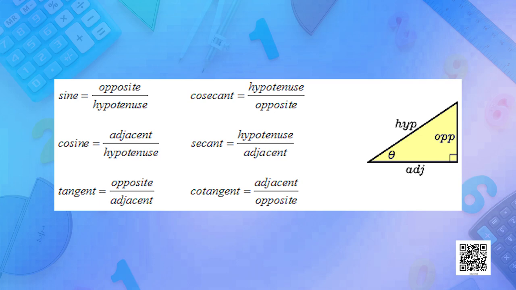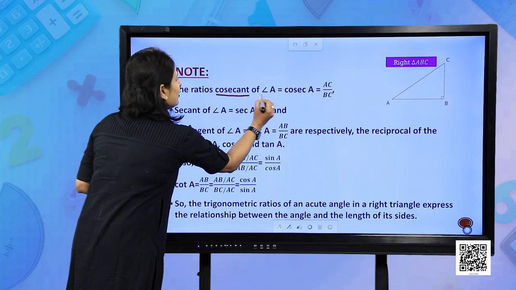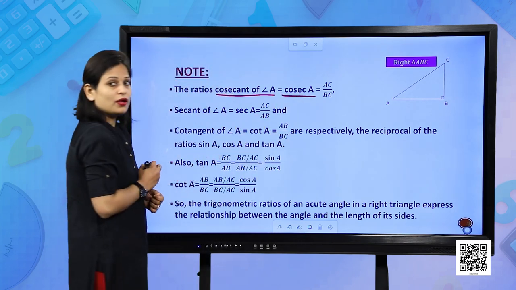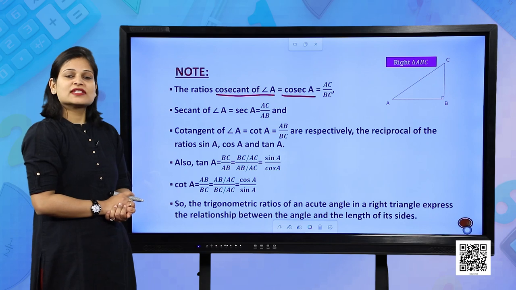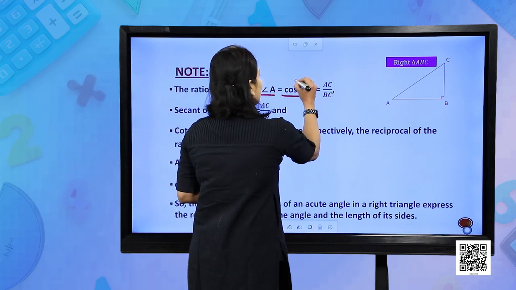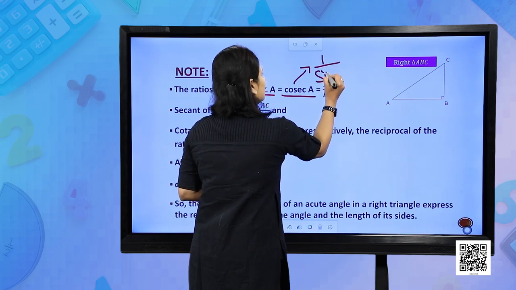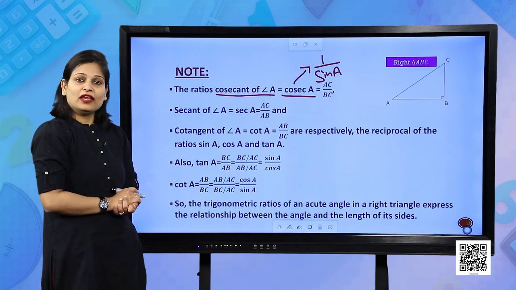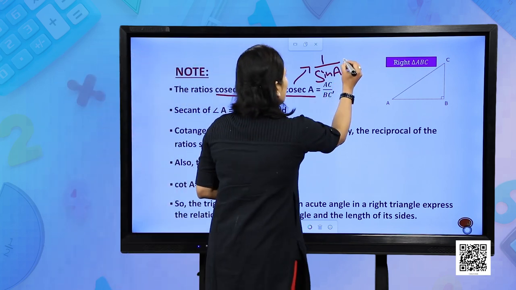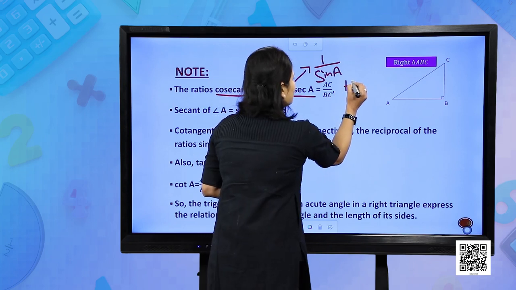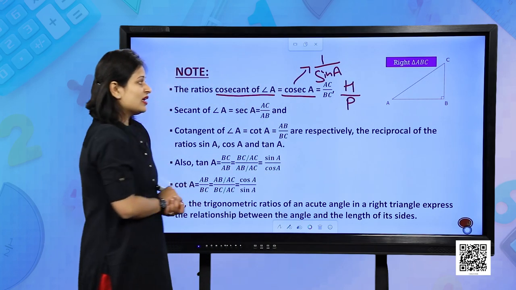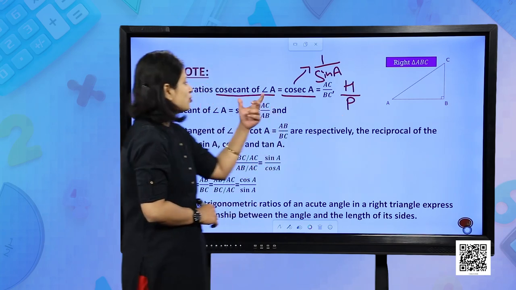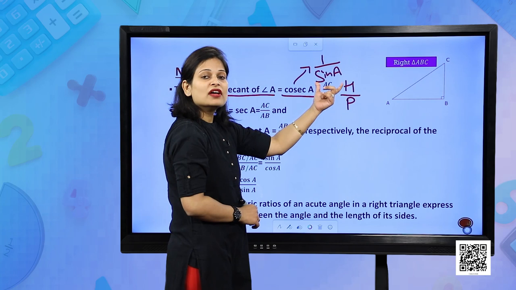Now, I will tell you about the other three trigonometric ratios, which are basically the reciprocals of the sine, cosine, and tangent functions. What is cosecant of angle A? We write it in short as cosec A, which is the reciprocal of the sine function. Cosec A can be written as 1 upon sin A. As we have already learned in the previous slide, sin A is perpendicular upon hypotenuse. So, cosec A will be hypotenuse upon perpendicular. As you can see, AC is the hypotenuse and BC is the perpendicular over here.